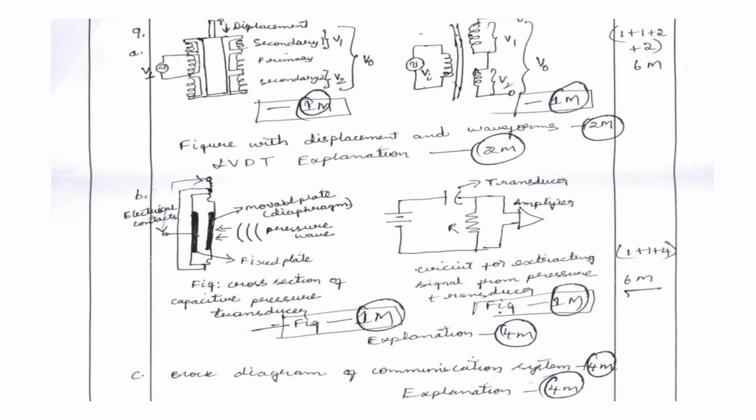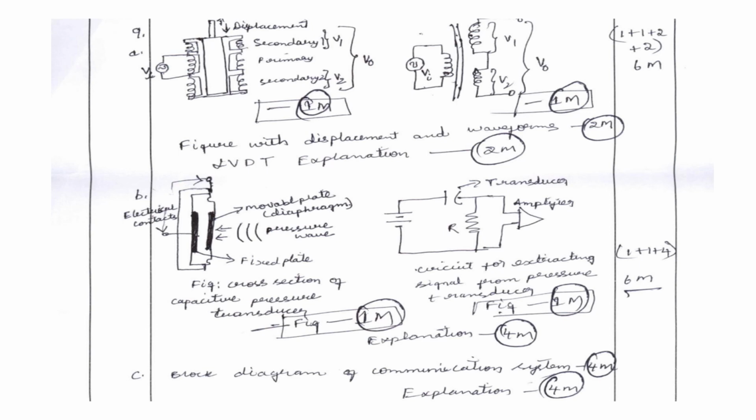And the B question is capacitive pressure transducer. You have to draw the cross section of the capacitive pressure transducer. So this figure has 1 mark, and the circuit diagram for that carries another 1 mark, and explanation of these both carries 4 marks. So totally it is of 6 marks.